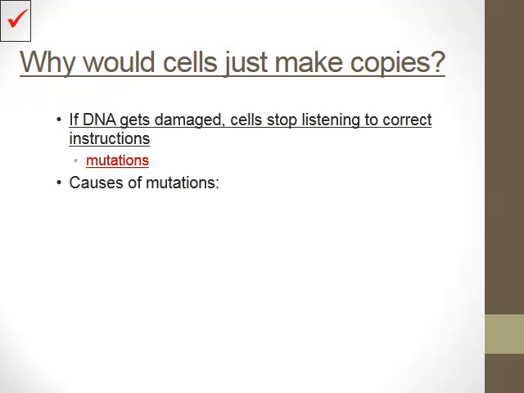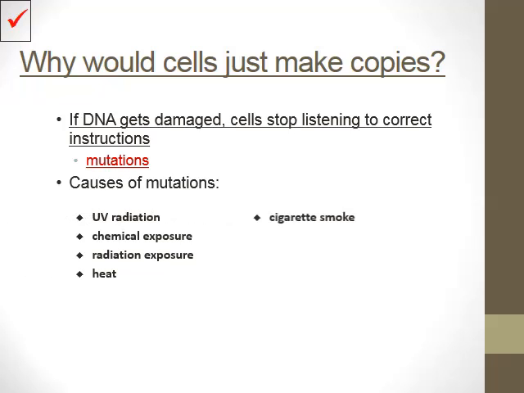The causes of certain mutations include things like UV radiation, chemical exposure, radiation exposure, excess heat, cigarette smoke, pollution, age, and even your own genetics. So there's a wide variety of different causes for mutation. Now, not all mutations could damage you, but if you do get one that does, it could do some serious damage.